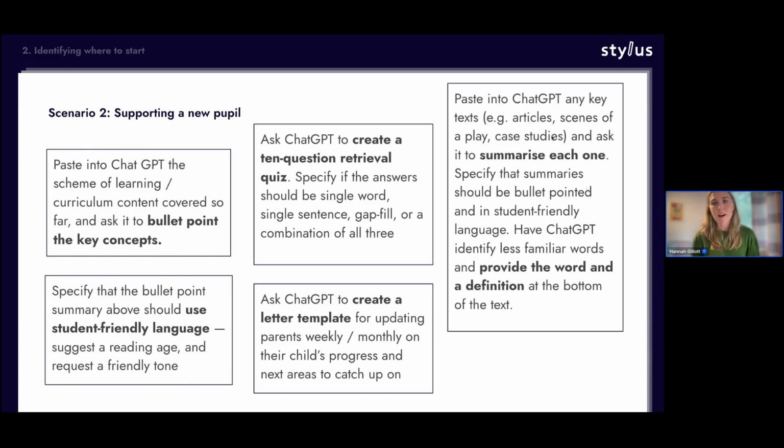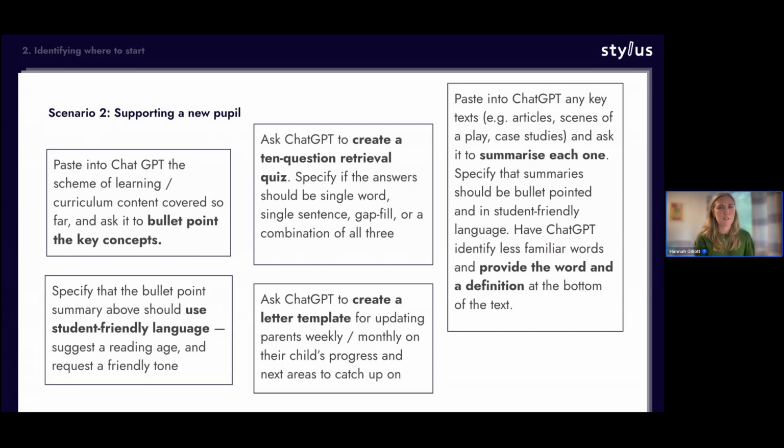We can take our key texts, so if we do really need them to be doing some independent work, we can get ChatGPT to summarise each one. So if we're looking at things like articles or scenes of a play, particularly those where summaries might not be readily available online or might be too complex for the student to access, we can get GPT to do that for us. And we can also get it, again, to support with that scaffolding, to go and provide the words and a definition for any less familiar words within that text.